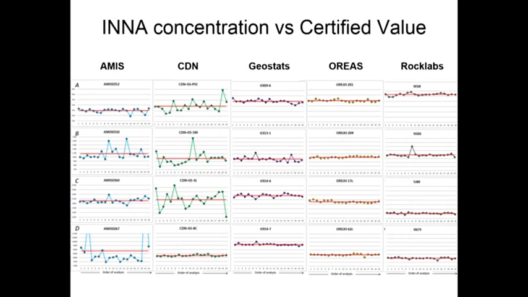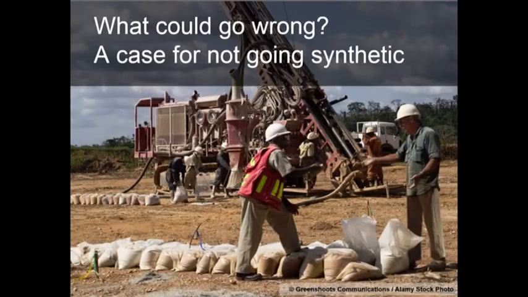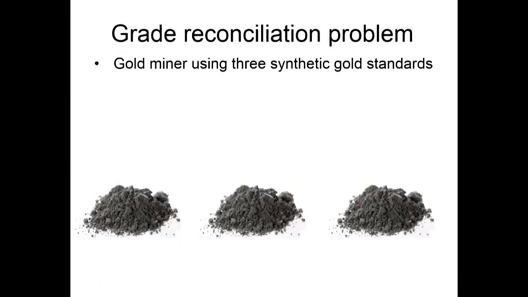So what could go wrong? So this is a case for not going synthetic. As I mentioned, it doesn't test the robustness of the decomposition step. There was a gold mining company in greenstone terrain. They were using synthetic standards and they switched to using matrix match standards from their own ores, so custom standards. And 2 of them worked really well. And they were happy with that, but 1/3 was giving them troubles, failing all the time. So they stopped using it, discontinued, pulled it from use.